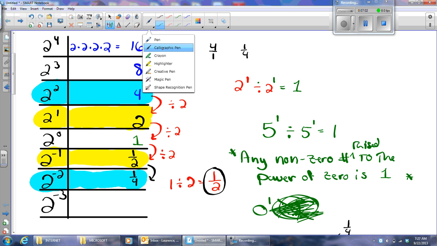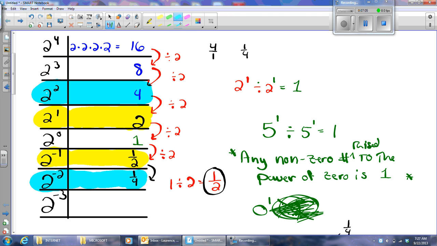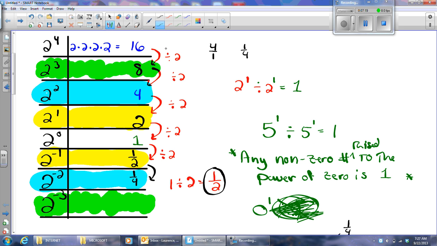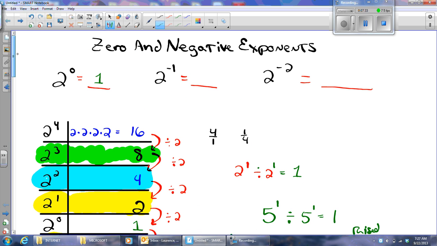Now, so we have the reciprocal, and I would like you to see if you can tell me what 2 to the negative third power is. Now, I'll give you a couple seconds to think about it. Okay, that's enough time. 2 cubed is 8, right? 2 to the negative third would be 1/8. There we go.